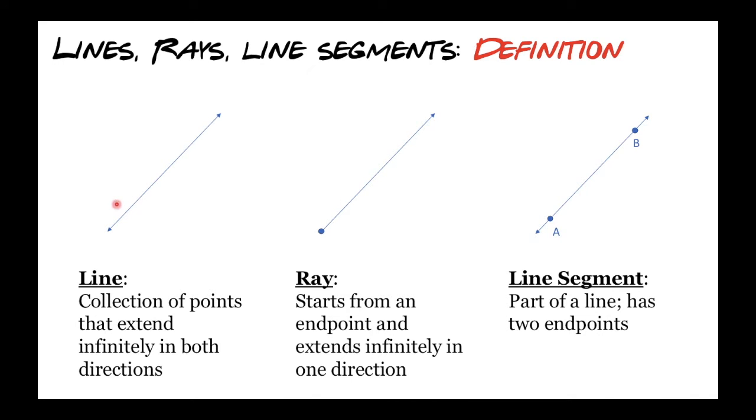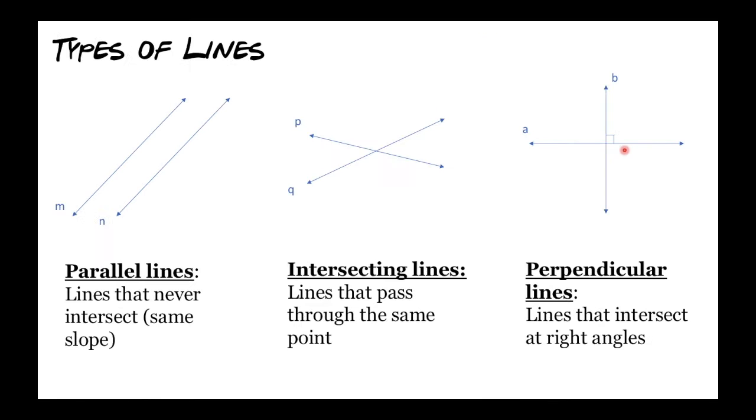A line is a collection of points that extend infinitely in both directions. A ray is like a line, except it starts from an endpoint and extends infinitely in only one direction. A line segment, on the other hand, has two endpoints, like line segment AB here. Lines can have relationships with one another.